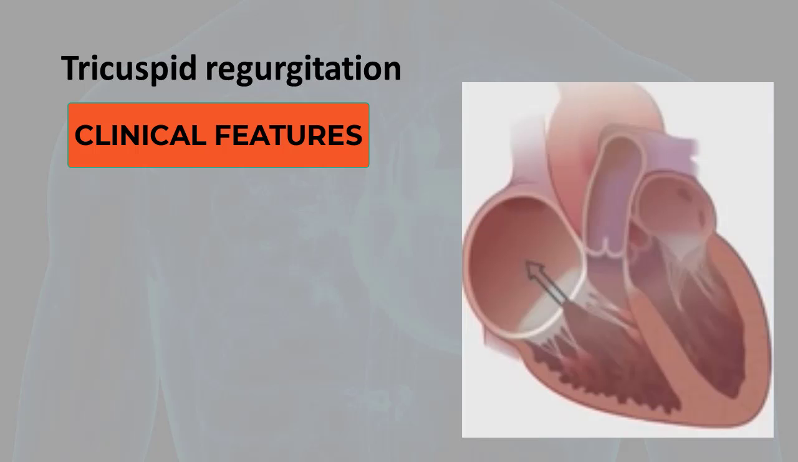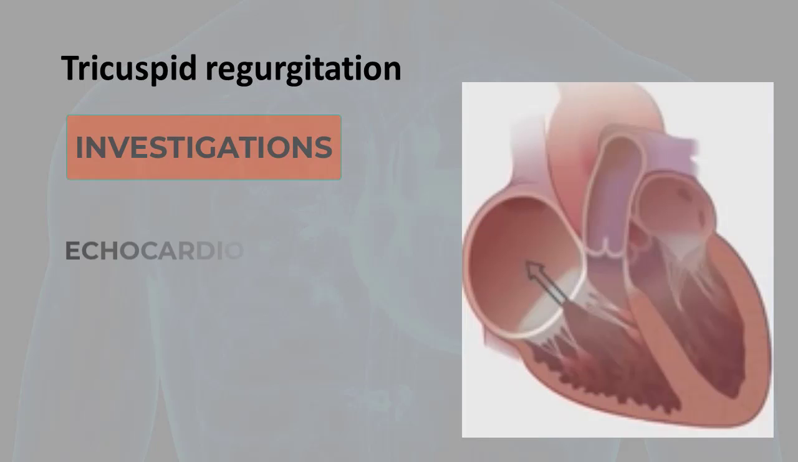Important findings on physical examination include raised jugular venous pulse and a holosystolic or pansystolic murmur that is best heard at the right or left mid-sternal border or at the subxiphoid area. Echocardiography is the main diagnostic modality for identification of tricuspid regurgitation and evaluation of its severity and cause.